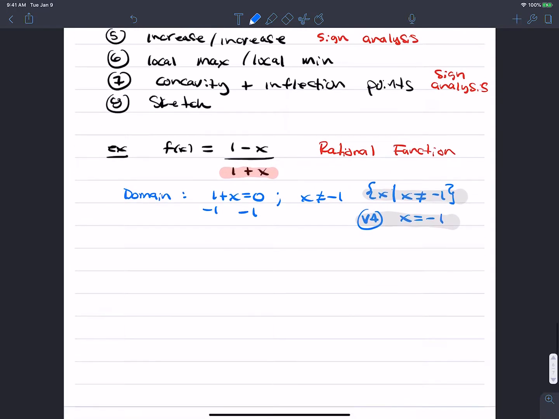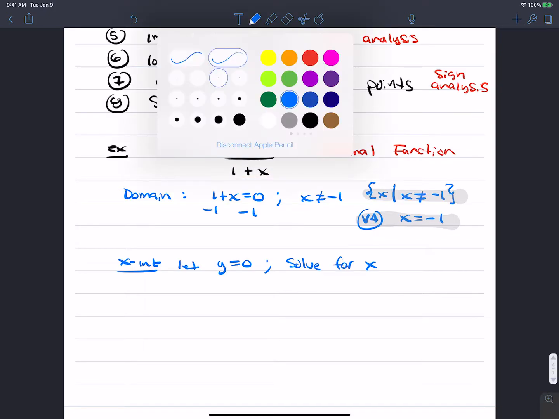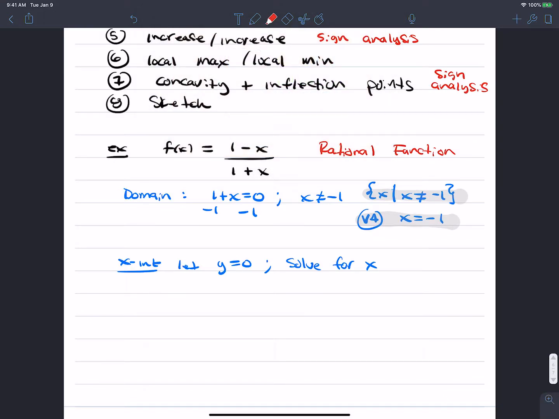Okay, so remember, to find an x-intercept, always you follow this set of instructions, right? You're going to let y be 0, and you're going to solve for x. So in this case here, if we go back to our original equation, this is our y variable. Y is f of x. So we're going to let this be 0 here. And when we let that be 0, we get 0 equals 1 minus x over 1 plus x. I prefer the 1 minus x over 1 plus x to be equal to 0.